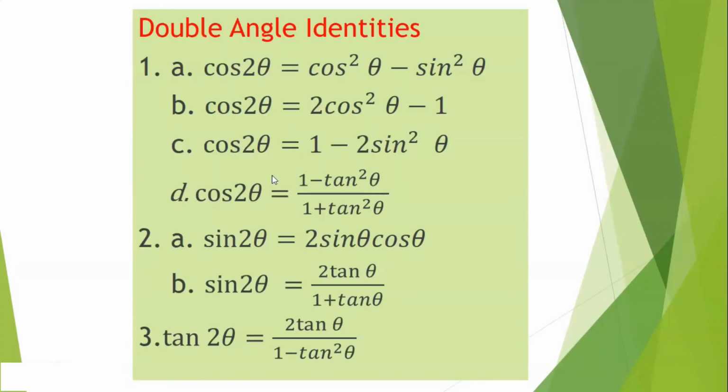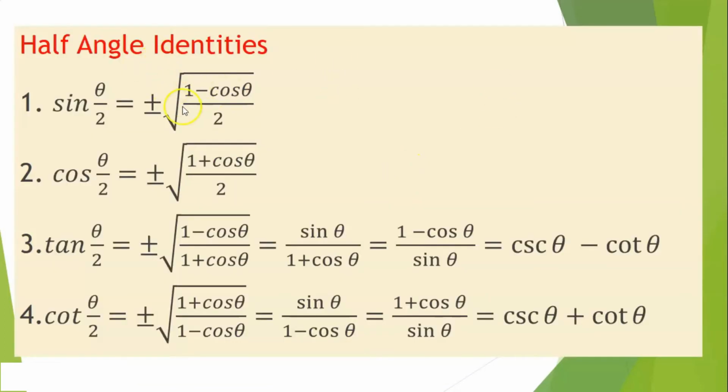Okay, another set is the double angle identities. So we have cosine 2 theta, sine 2 theta and tangent 2 theta. So take note of this. Okay, another is the half angle identities, so an angle divided by 2. So take note of this.